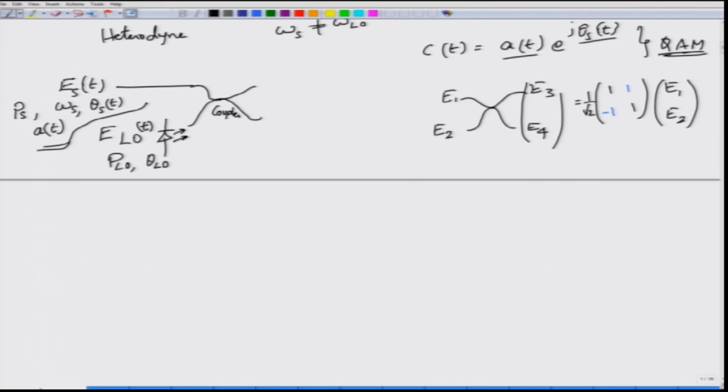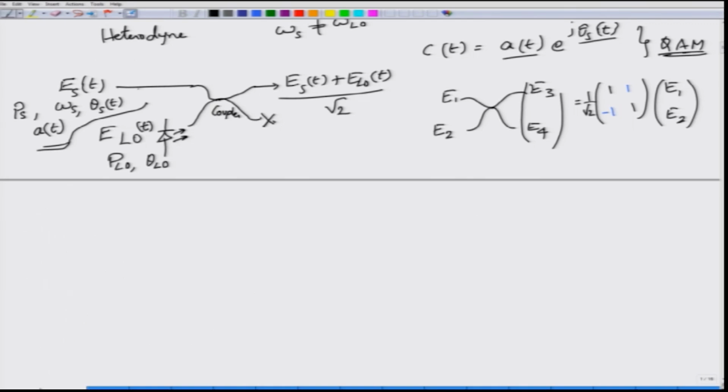Okay. So, applying this coupler matrix to the equation and then for the moment neglecting this part, what do I get at this output port? I get Es of t plus ELO of t divided by root 2. This is the electric field or the light beam that I am going to get at the output of the coupler. Please remember, this Es of t is the incoming light which is modulated coming from the fiber, and then it has been amplified, filtered and all that. Now that is being mixed or coupled with the local oscillator light beam.